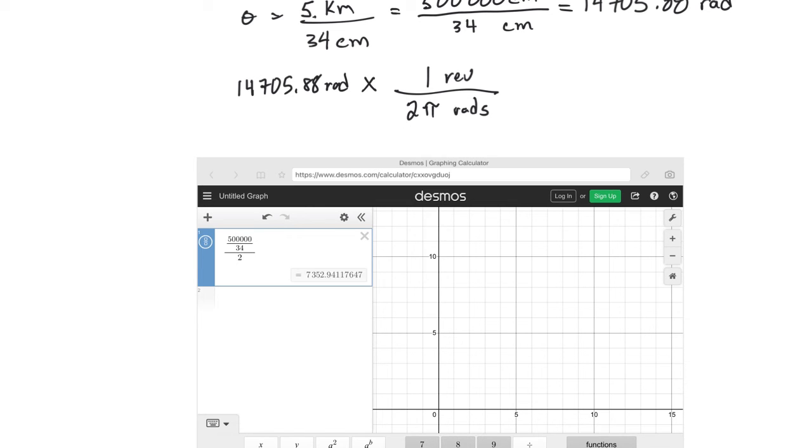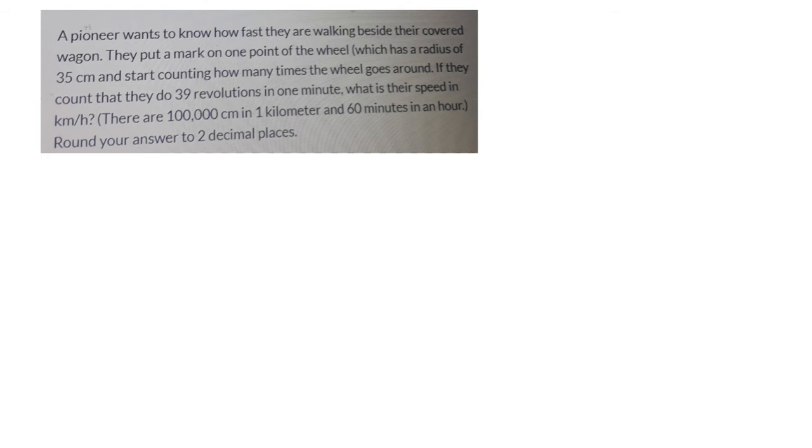2 pi. There. So 2340.5. So the number of revolutions are 2340.51. That's how many times the wheel would have gone around in 5 kilometers. Okay, let's try a similar question.